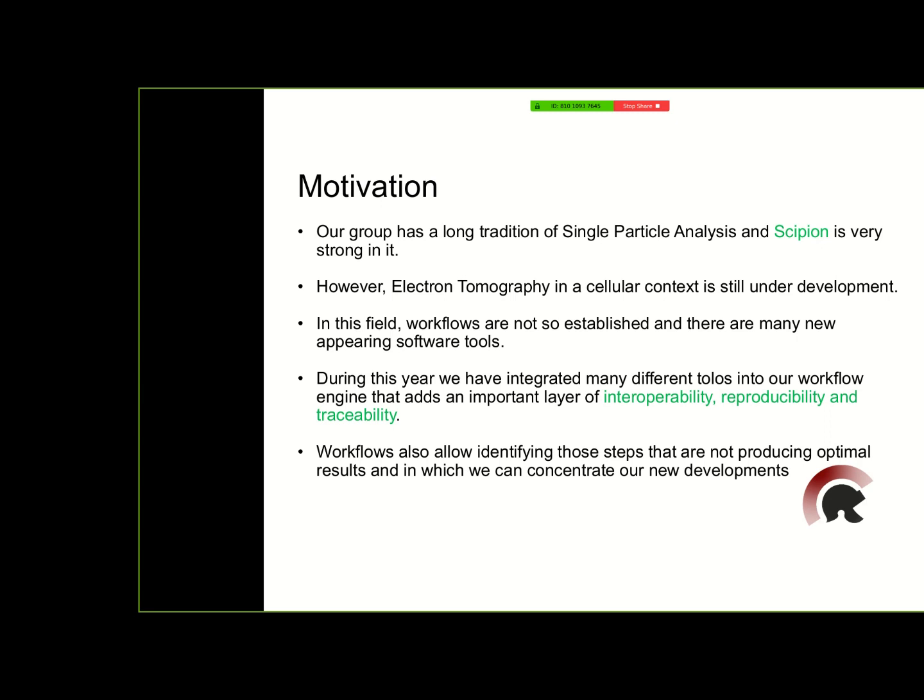You have a recording of everything that you have done going from the tilt series to the final structure, with all the steps in between and all the parameters. If you want to repeat anything, you just have to take that step and repeat it again. As long as the algorithm does not have any random initialization or things like that, the results should be exactly the same. Also, an advantage of having workflows is that you may identify those steps that are particularly slow, or those steps that are not giving optimal results, so that you can further concentrate on them.